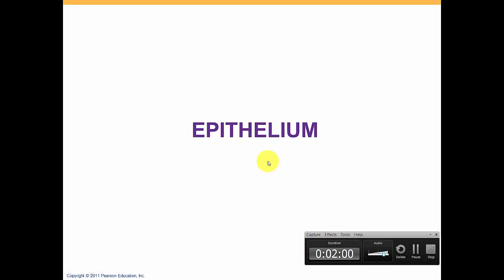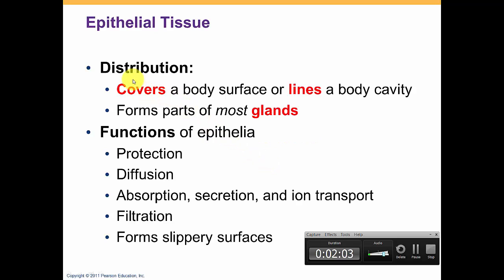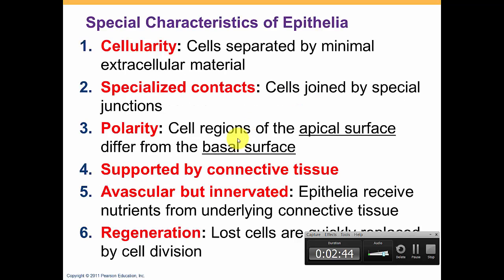So let's start with the epithelium. The epithelium covers the body surfaces and lines the body cavities, and it makes most of the glands. The main function of the epithelia is protection, and to help with the diffusion, absorption, and secretion of ions. It's also responsible for filtration, and it has some other functions. I'm not concerned too much about you knowing the function of epithelia. I just need to discuss the basic types and the special characteristics of epithelia today.